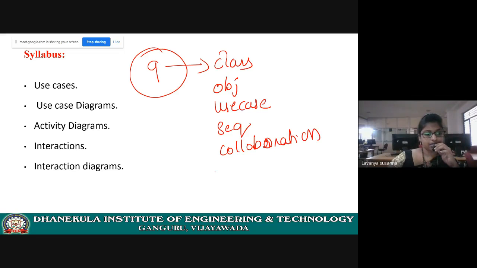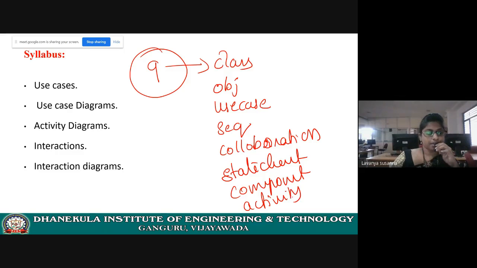Very good. State chart diagram. Activity diagram. Very good. Navya, very good. Yes, collaboration. State chart diagram. Next, after state chart diagram, yes, component diagram. Activity diagram. Deployment diagram. Yes, very good.